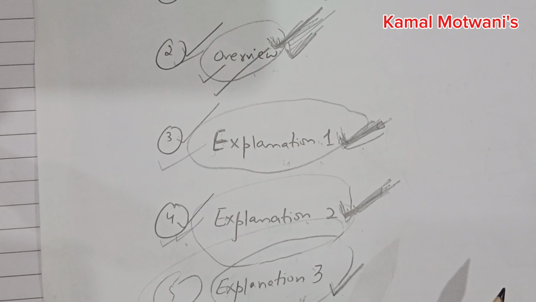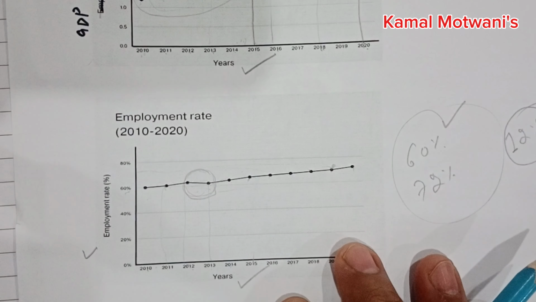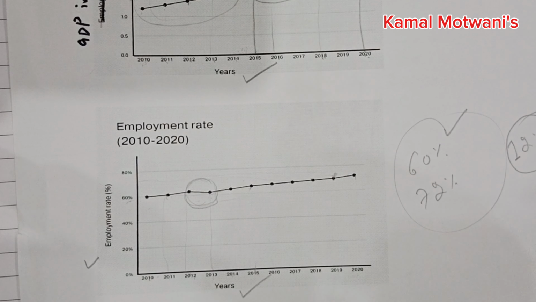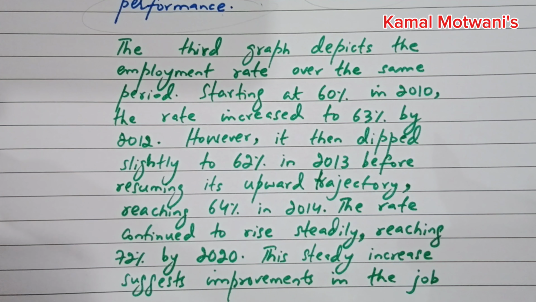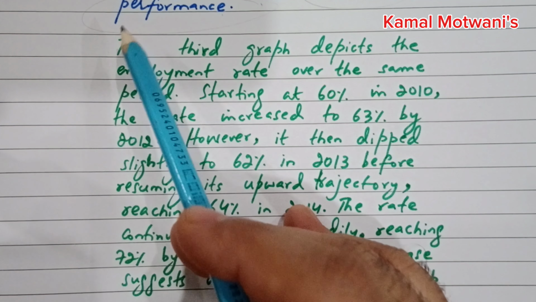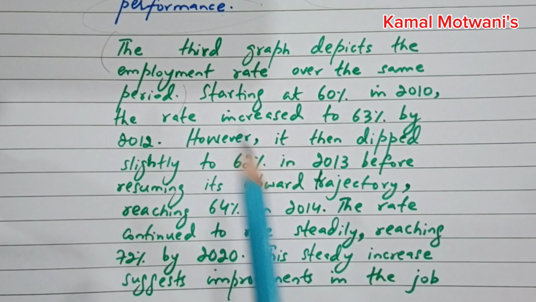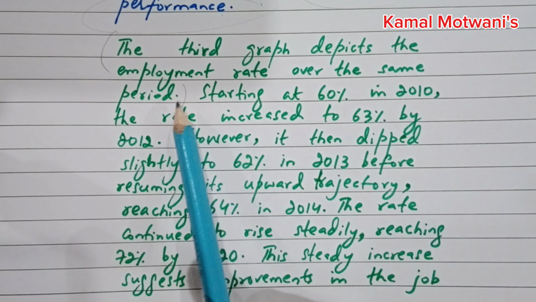Okay, then after that we have to write the fifth paragraph pertaining to explanation 3, which is related to employment rate over a decade from 2010 to 2020. Let's see how I have written this in a paragraph format. So here is the paragraph about employment rate in percentage from 2010 to 2020. So this is the topic sentence again, from here to here. Okay. The third paragraph depicts the employment rate over the same period.